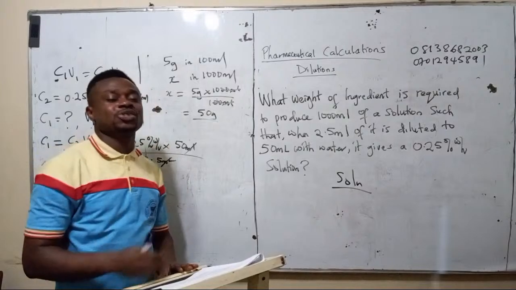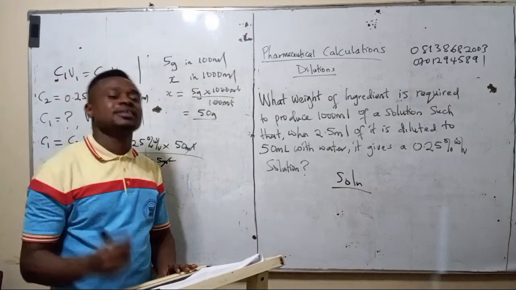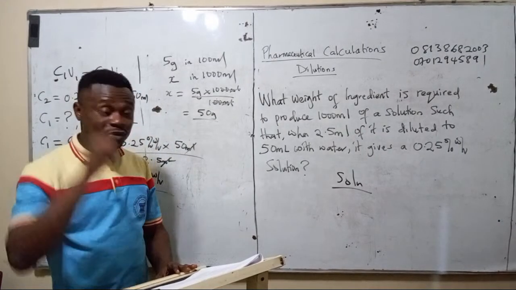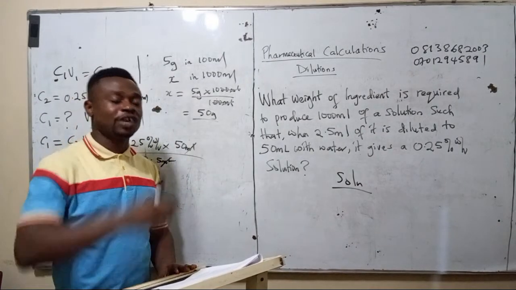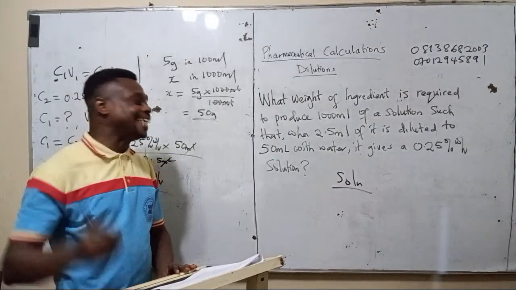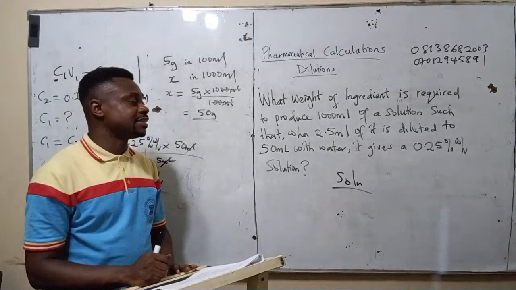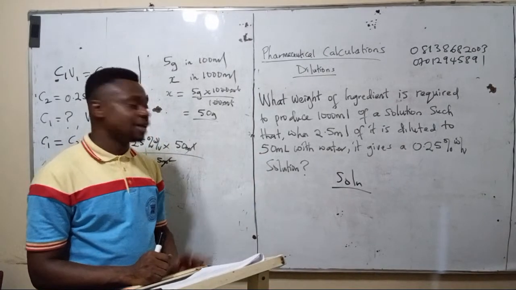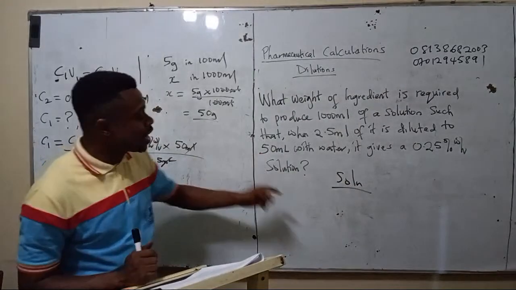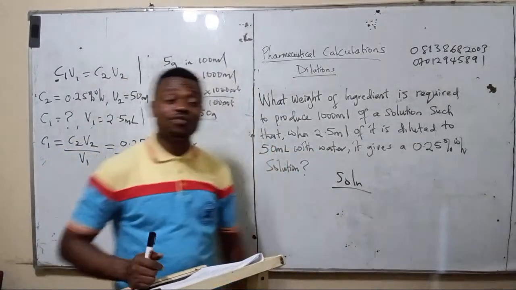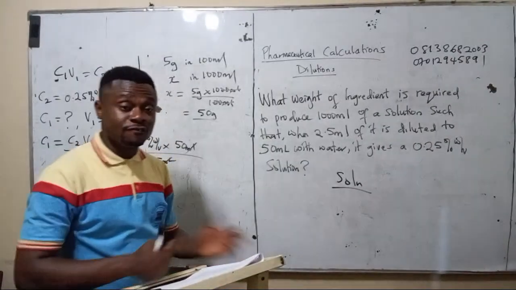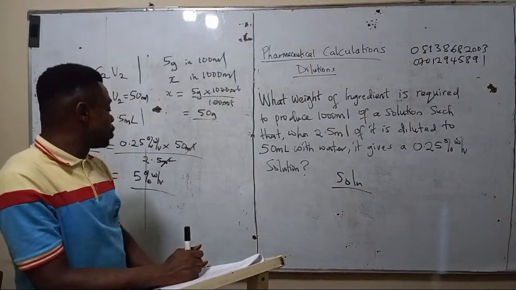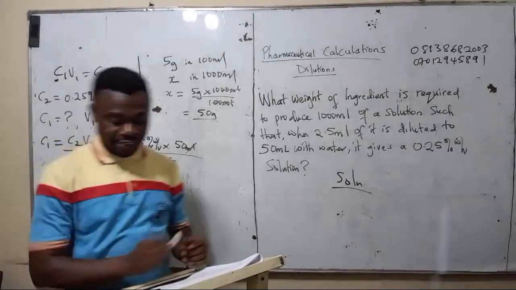From this stock solution, 2.5 ml was taken. And that 2.5 ml will have the same concentration as the stock solution. So from that 2.5 ml was taken and diluted by making it up to 50 ml. And this final 50 ml has a concentration of 0.25% weight in volume. So that's the answer to the question: 50 grams of the ingredient.